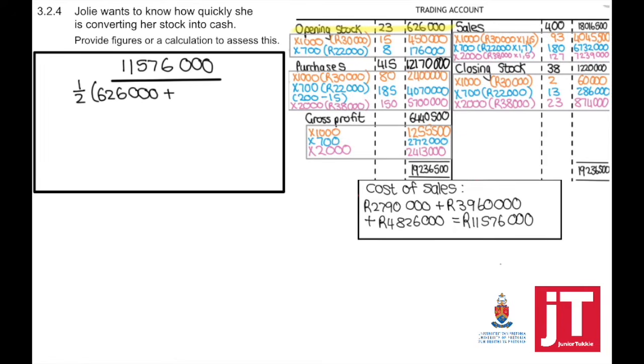To calculate that, we have to take the cost of sales divided by the average stock. Cost of sales, we've calculated. I can use my trading account to find all the information that I'm looking for. There's my opening stock plus my closing stock, beginning plus end divided by 2 equals the average inventory. So this means we have to change it 12.5 times per year.